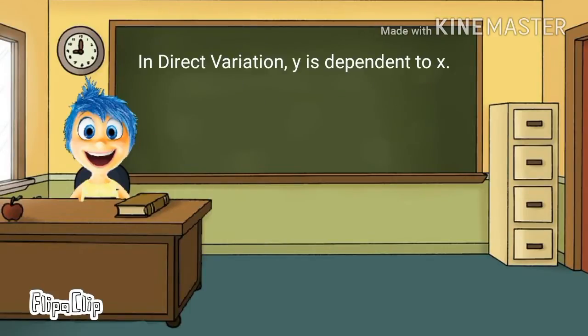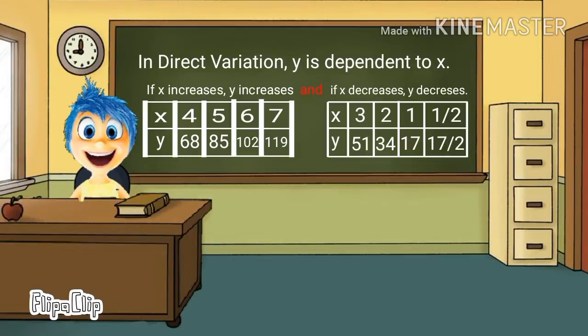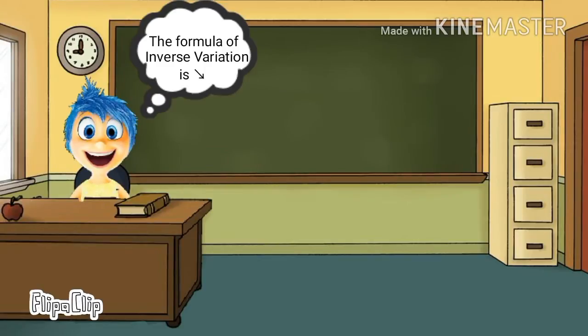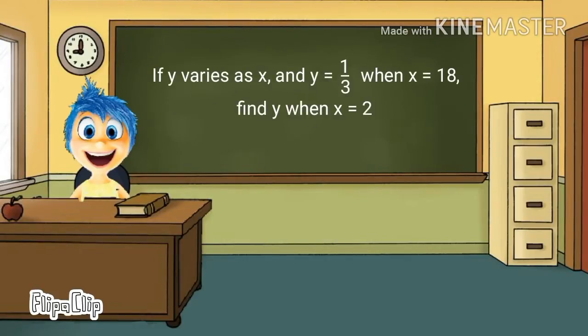Remember, in direct variation, y is dependent on x. If x increases, y increases. And if x decreases, y decreases. The formula of inverse variation is y is equal to k over x, in which y varies inversely as x, or y is inversely proportional to x. Example: if y varies inversely as x and y is equal to 1/3 when x is equal to 18, find y when x is 2.